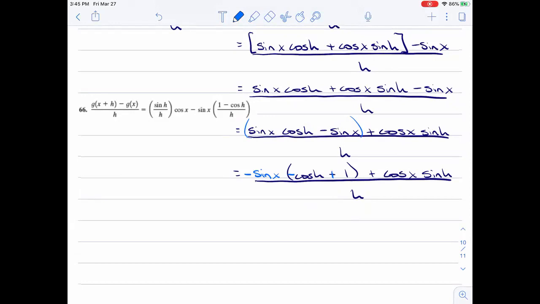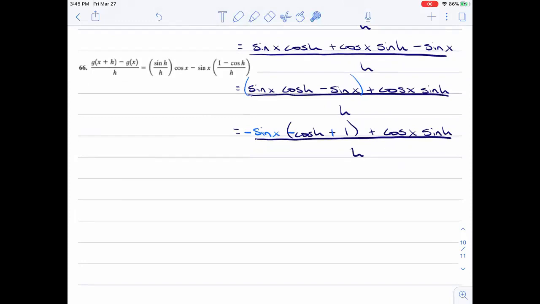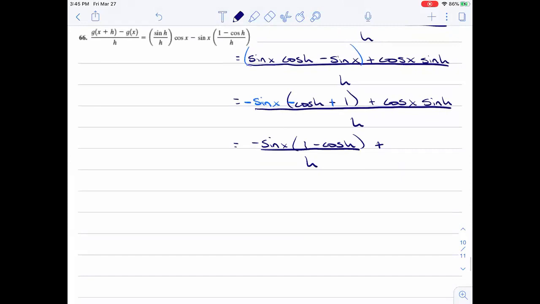And actually, we're closer than we think, right? Sine h over h is here times cos x. Because it looks like I want these individually, I can rewrite this both over h. So what I've got is a negative sine x times, and I'm going to rewrite the order here, 1 minus cos h over h. So this is reversing the common denominator, right? Plus the cos x sine h, sorry, over h.